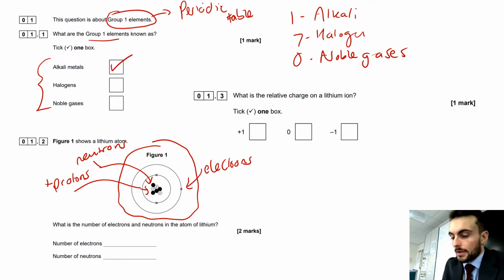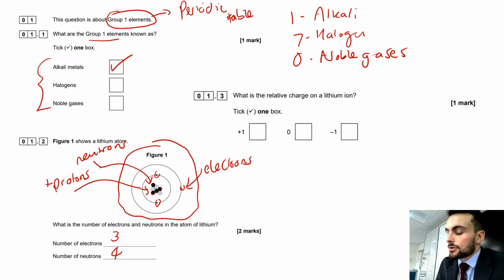So how many electrons have we got? 1, 2, 3. How many neutrons have we got? You count the dark spots. 1, 2, 3, 4. Be careful with that one, because yes, you would get 3 and 4 if you took the atom of lithium, because 7 take 3 is 4 for the neutrons. Sometimes it gives you a question where it's talking about this lithium atom specifically, so use the picture that they give you for this.